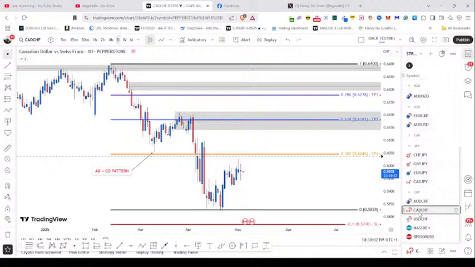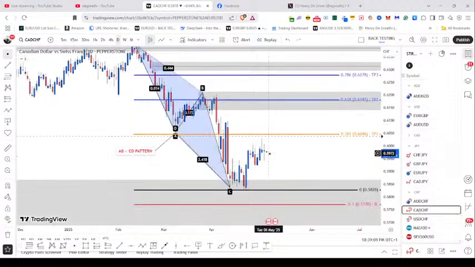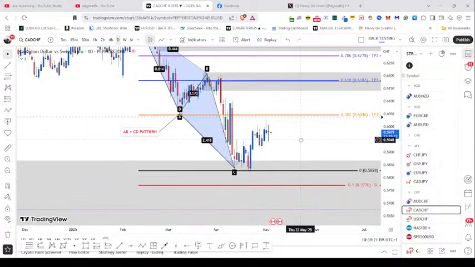The same thing with CAD CHF as well. They are all corrective moves. It's not impulsive. That is why it's taking a lot of time. So we expect price to probably react from 0.6046. Final target is at 0.6182. So that is that on all these pairs.